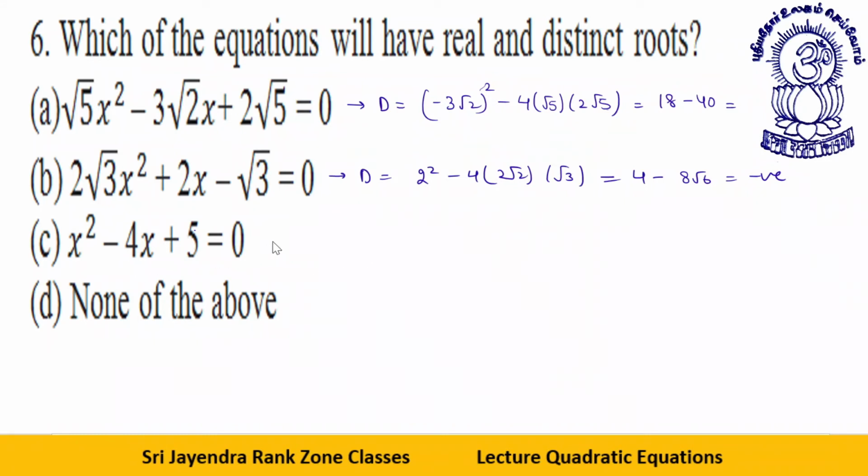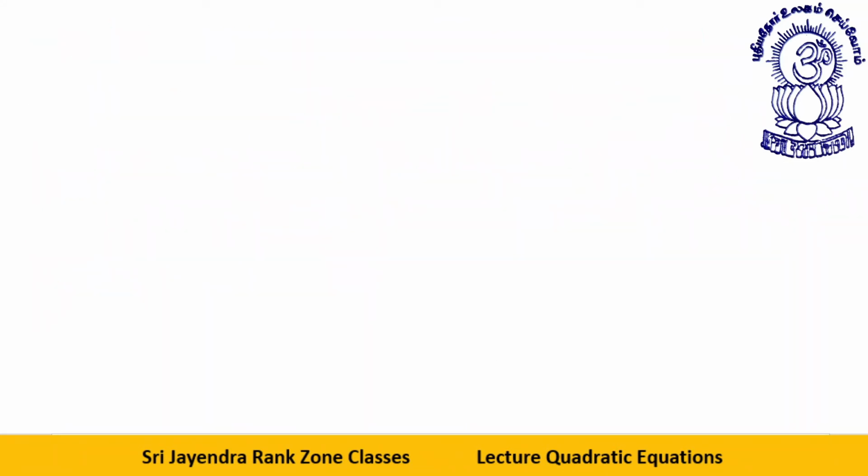Now let's see this equation. Minus 4 square minus 4 into 1 into 5. This is what? 16 minus 20, still negative. So the answer is none of these. All have negative discriminants. So your answer is none of these, my dear students. And I'm sure all this must be clear to you so far. Fine.